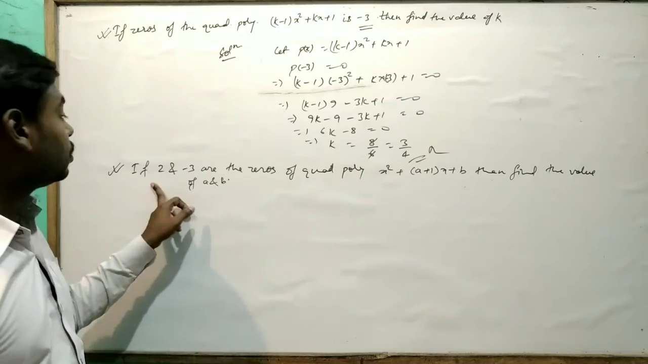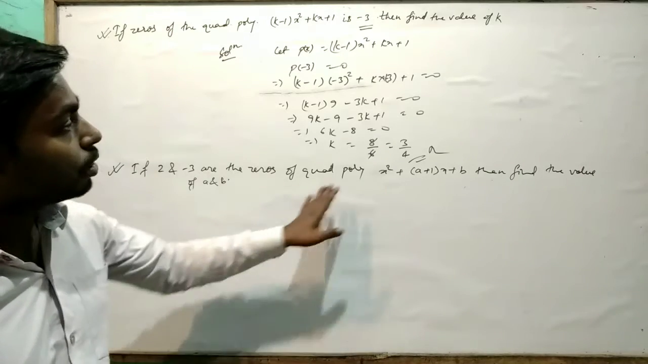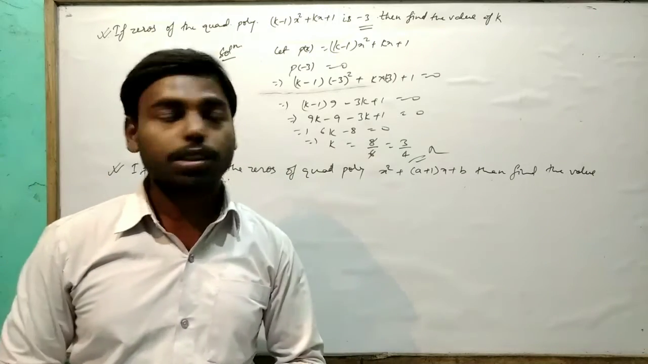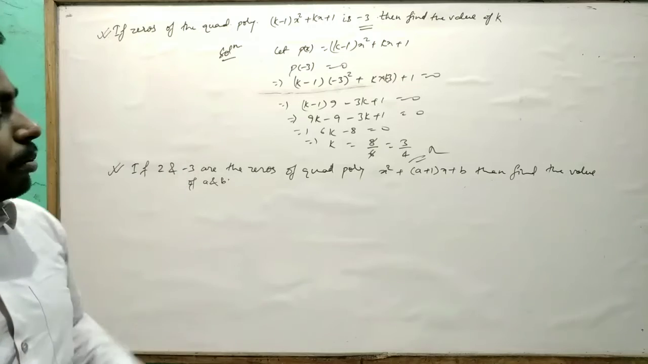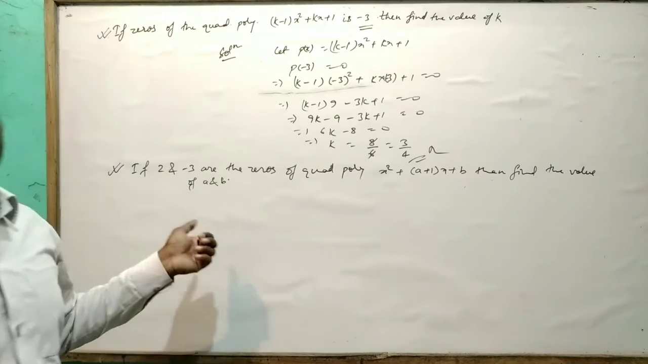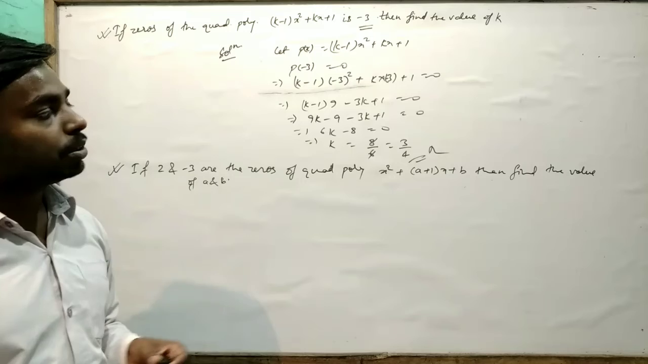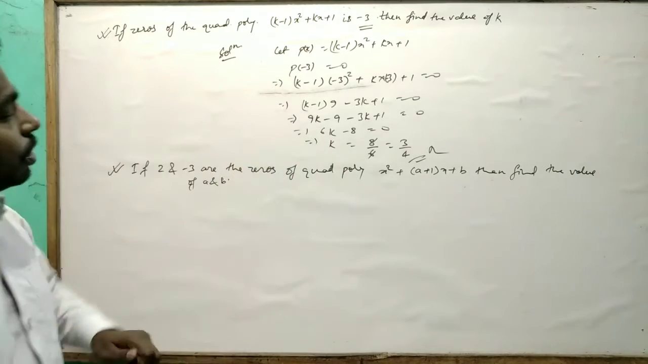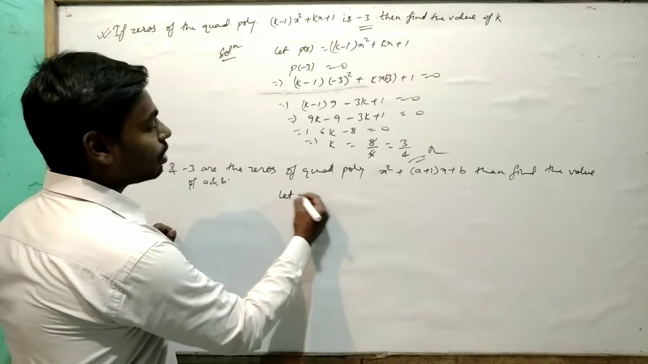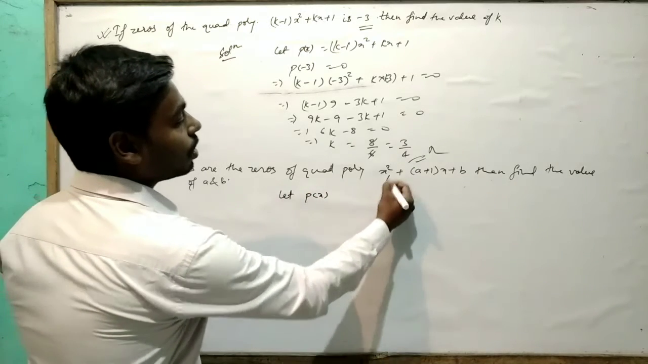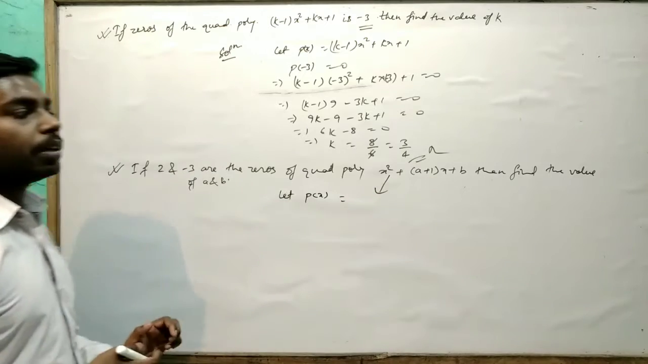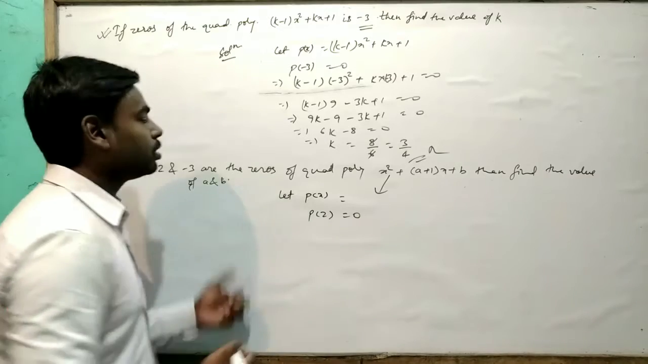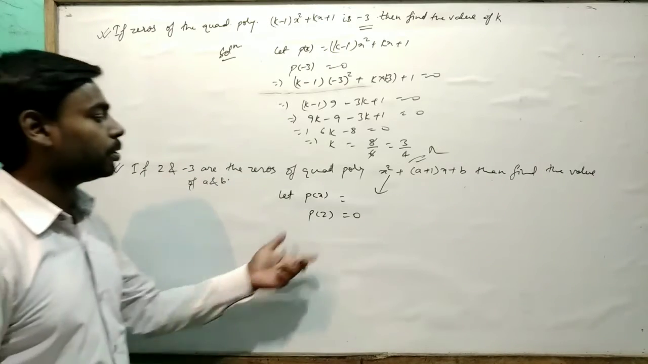Next example: 2 and minus 3 are the zeros of the quadratic polynomial x square plus (a plus 1)x plus b. Then find the value of a and b. Here what is given? 2 and minus 3 are the zeros. Similarly we can solve this type of question. Let p(x) be equal to x square plus (a plus 1)x plus b. Then p(2) is equal to 0, because 2 and minus 3 are the zeros of the quadratic polynomial.